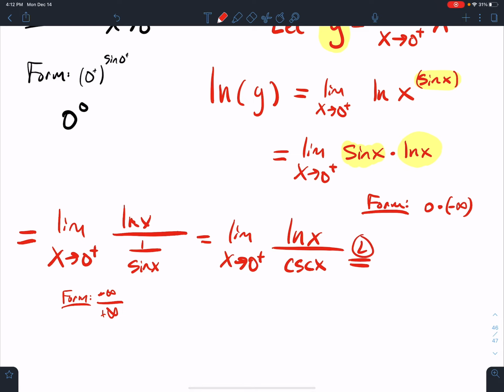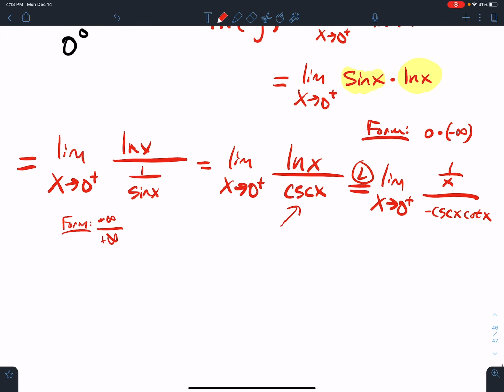So let's take the derivative. Limit as x goes to 0 from the right, 1 over x for ln x. And then the derivative of cosecant is negative cosecant x cotangent x. Okay? What a mess, right? Whew, man. Nasty mess right there.